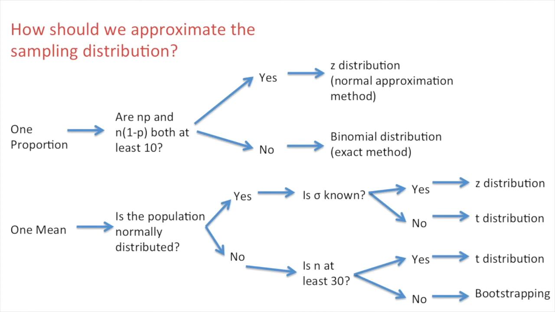If the population is not known to be normal and the sample size is smaller than 30, then you should use the bootstrapping methods that you learned last week. I recommend that you make yourself a copy of this flowchart and keep it with you as you're working through the homework, quiz, and lab assignment this week.